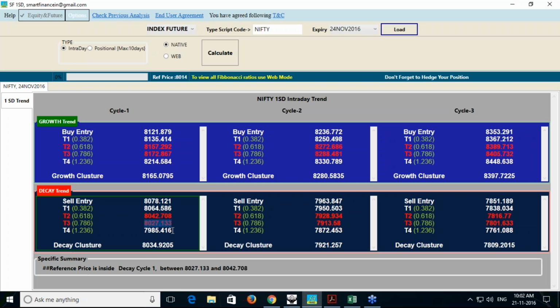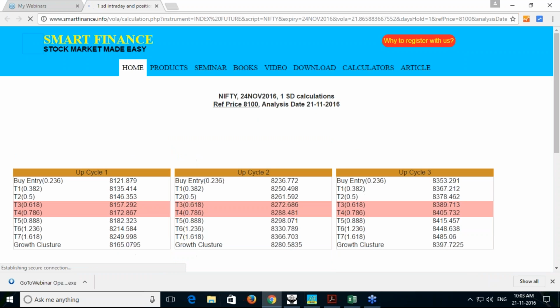The third target I have not come to yet. The third target, the 0.888 target, you can also see. Here I am taking the screen view. That's why I am not getting all the Fibonacci retracements here. If I go to the web view, I can get all these retracements. So two views we have given.